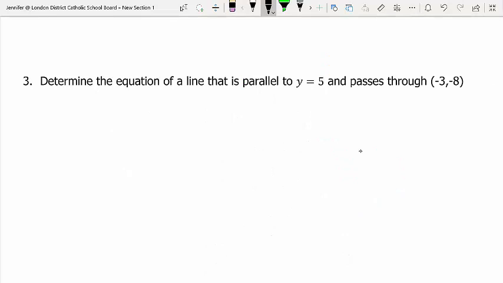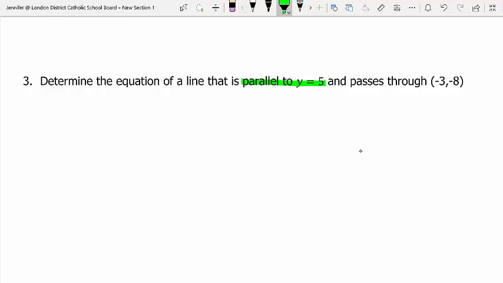Okay, so determine the equation of a line that is parallel to y equals 5 and passes through -5 and -8. So we don't have our slope, but we have a clue that will help us find our slope. That clue is the fact that our line has to be parallel to y equals 5. It means it will have to have the same slope as y equals 5. So what is the slope of y equals 5?